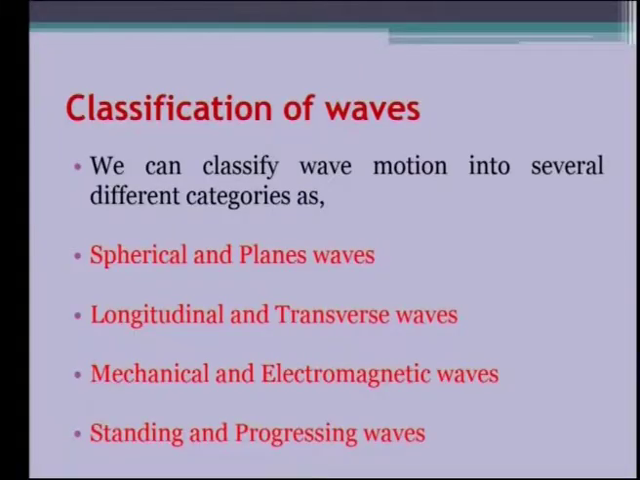So, we are going to see some of the classifications for the waves, and when we give the definitions for the classification, we indeed learn more about the concepts of waves. So, let us see what these classifications are. We can classify wave motion into several different categories: spherical and plane waves, longitudinal and transverse waves, mechanical and electromagnetic waves, standing and progressing waves. So, these are some of the classifications that we can have as far as wave motion is concerned.